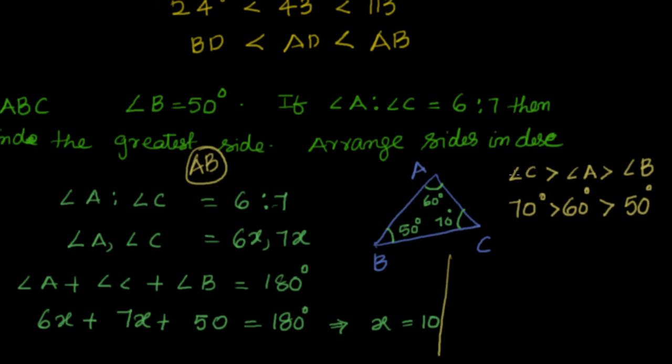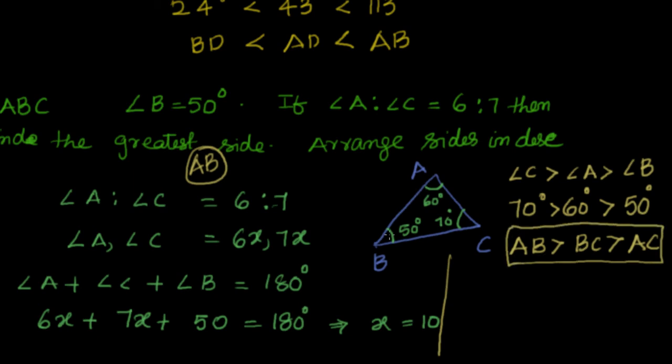This is the easiest way to remember, because these three should be ABC. If you are at angle C, you look opposite, you will have AB. So AB is greater than, here I have A, that means it will be BC. Here I have B, so what is left out is AC. So this is the way: AB is greater than BC, which is greater than AC. That's how the sides are arranged in descending order.